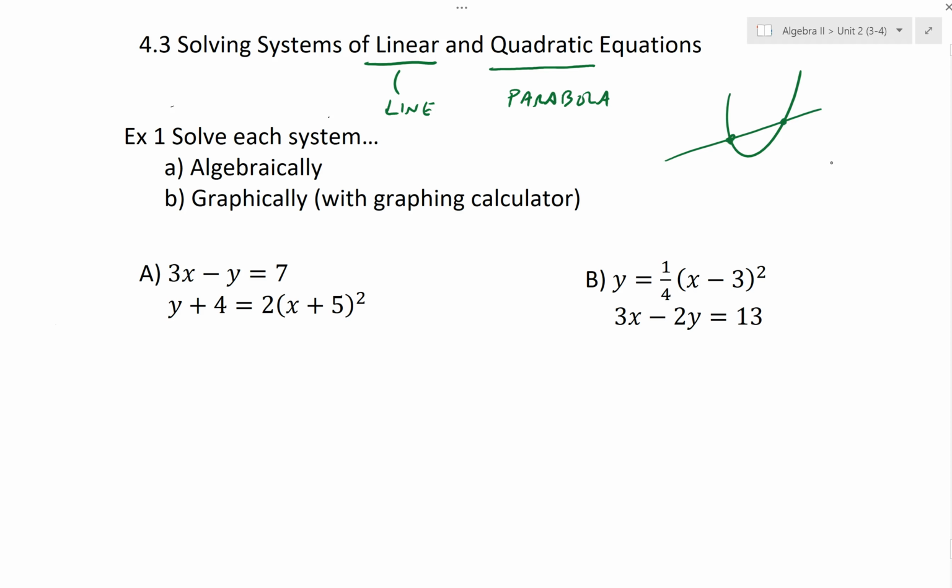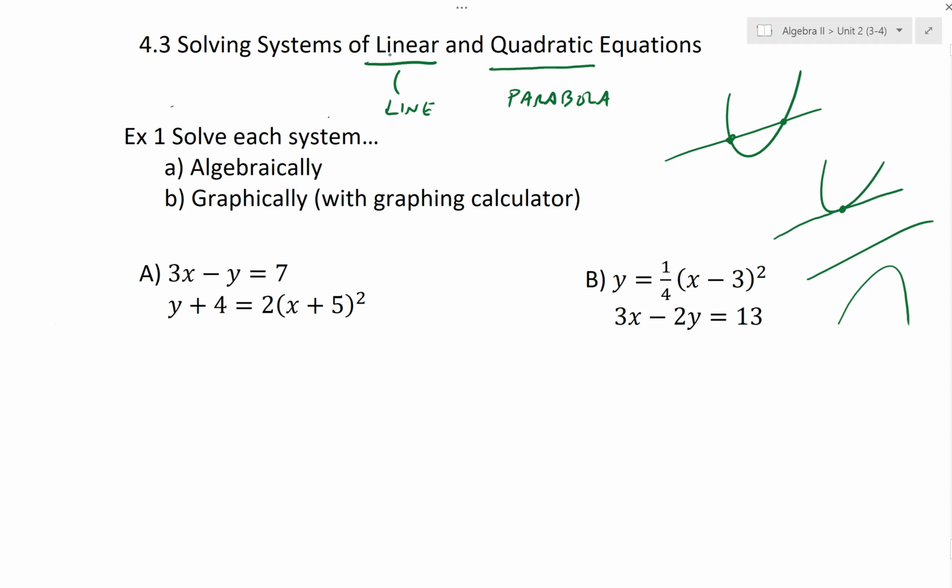that, or you might get one intersection, like that, or you might get no intersection. Okay, so we're going to solve these two different ways. We're going to solve them algebraically, and we're going to solve them graphically.